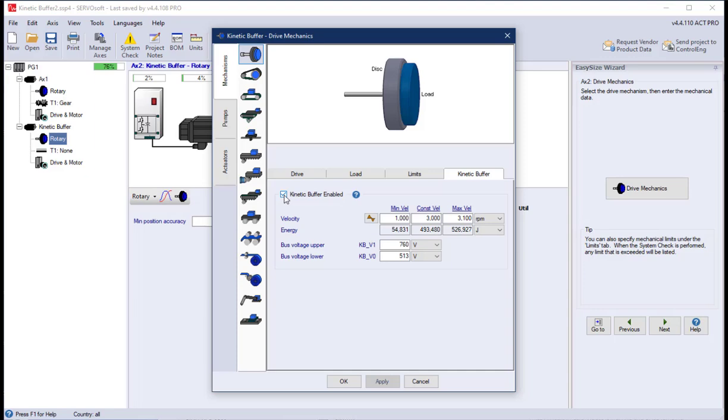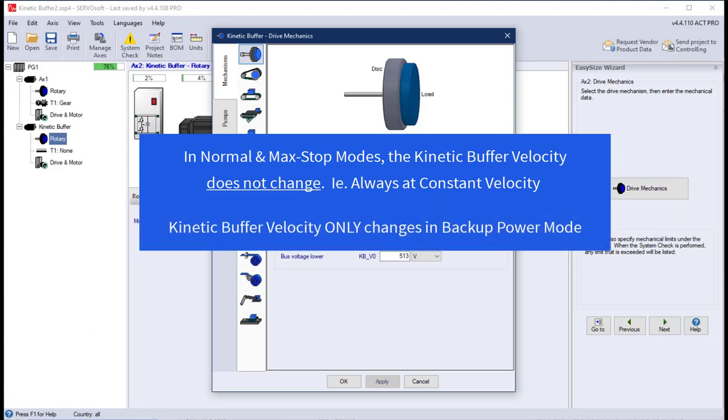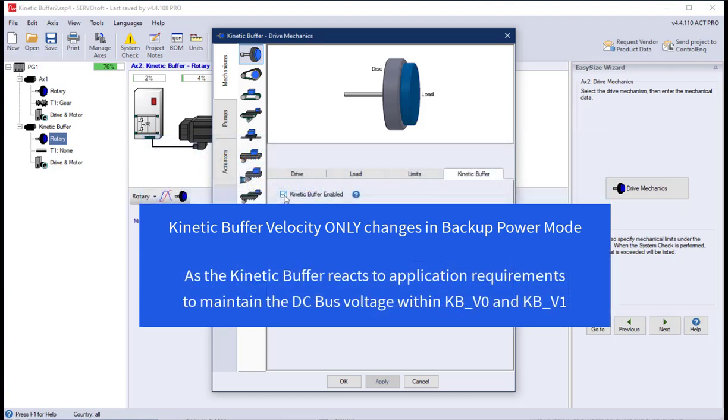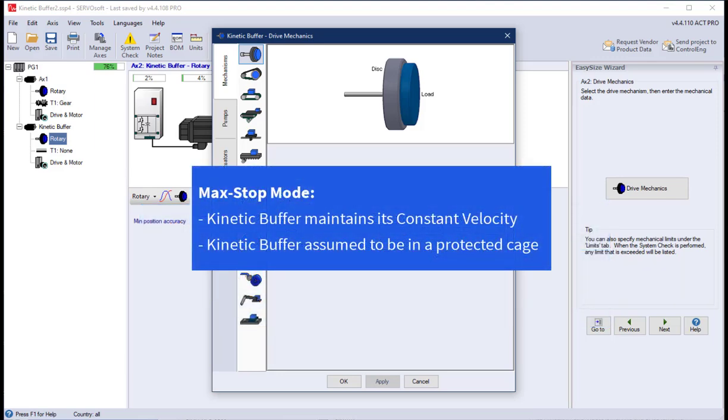When the kinetic buffer feature is enabled, the axis sequence is locked down and cannot be changed in the sequence form as it is defined by the constant velocity in normal mode. The only time the kinetic buffer velocity changes is in backup power mode during the loss of main supply power, as the kinetic buffer reacts to the application requirements to maintain the DC bus voltage within the lower and upper limits. When in max stop mode, the kinetic buffer maintains its constant velocity.